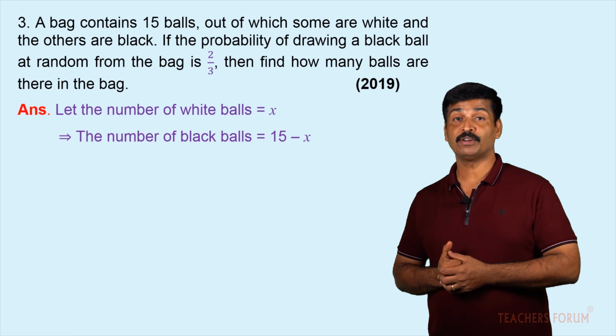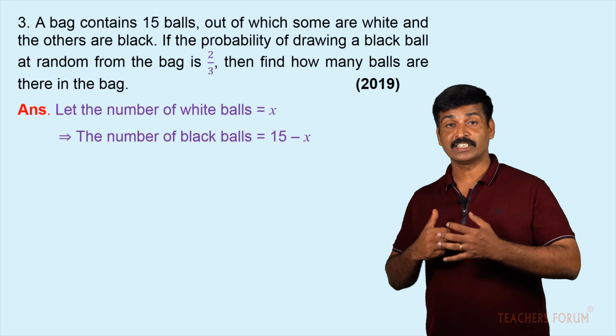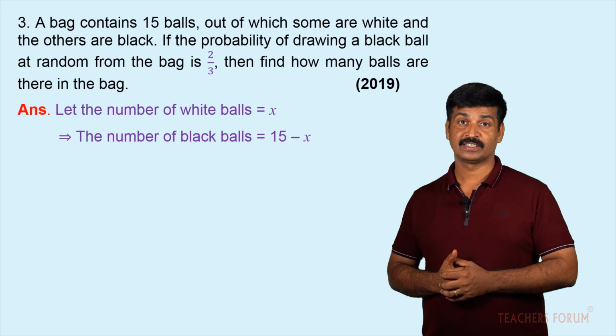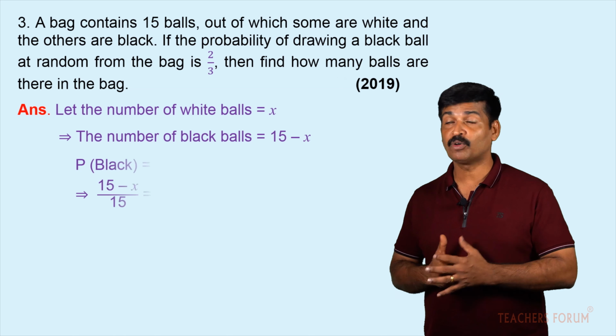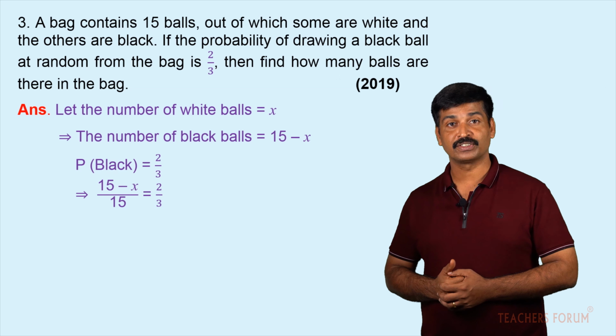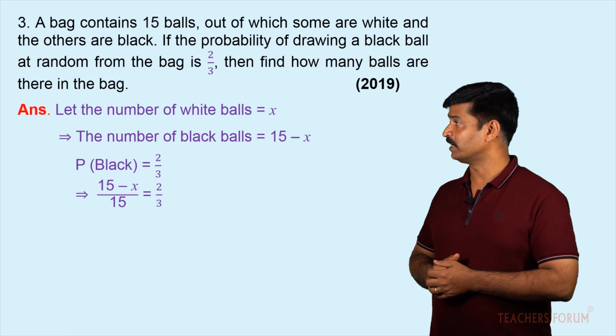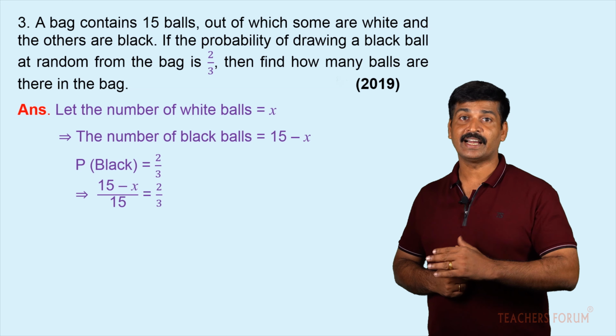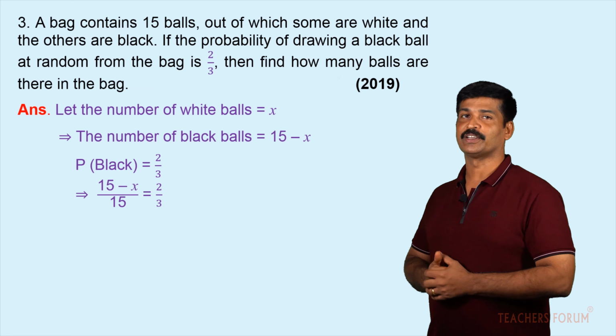Now what is the probability of getting a black ball? What is the number of black balls? Number of black balls is 15 minus x. Out of the total, how many balls are there? Out of 15 balls. So the probability of a black ball is (15 minus x) by 15. It is given that this is equal to 2 by 3.